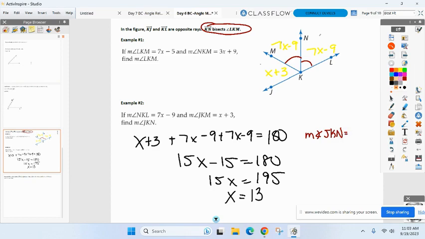So we should be finding x equals 13, plugging that back in appropriately, because you're going to have to substitute it in for two angles. You're going to have to substitute that in for two angles to find JKN.